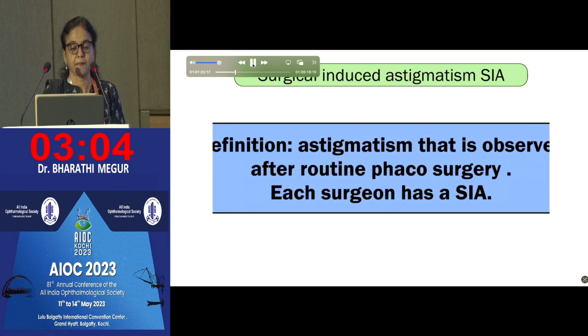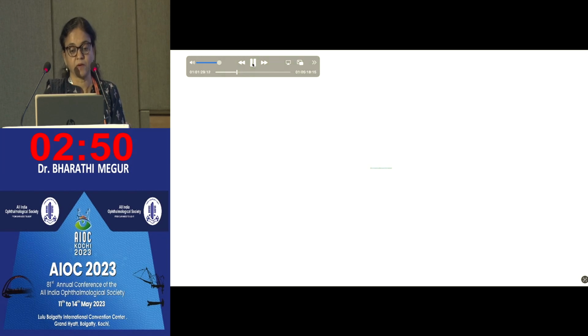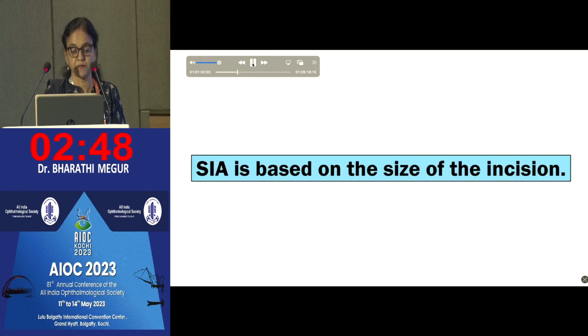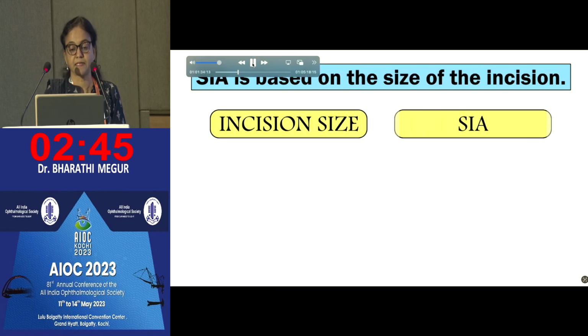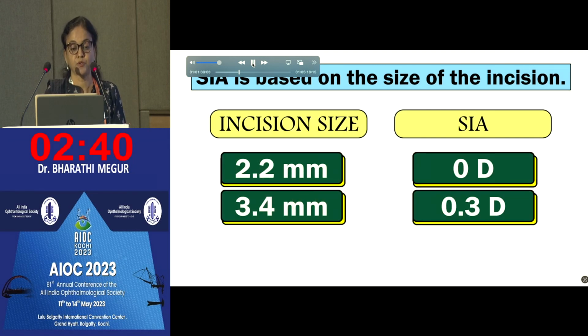Coming to the second important aspect, surgical induced astigmatism, that is observed after routine phacosurgery. Each surgeon has a surgical induced astigmatism. Over a period of a decade or so, it has been observed that it is based on the size of the incision. Generally, when you are a temporal phacosurgeon using a 2.2 to 2.8 millimeter incision, you are inducing almost negligible astigmatism, or around 0.1 diopter of astigmatism.